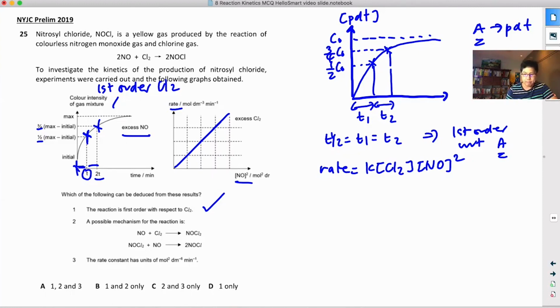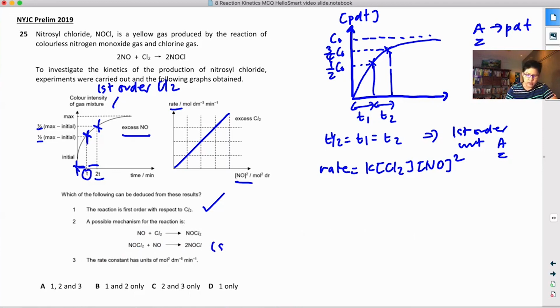So we can imagine, firstly I'll add up both of them, and I can see that it will give me 2NO plus Cl2. It still does give me the overall equation. So is this a possible mechanism? Let's think. Actually, it is possible. Why is that so? I'm just going to show it to you.